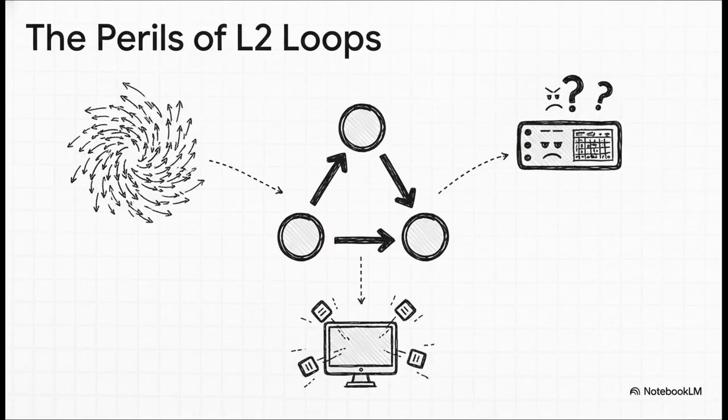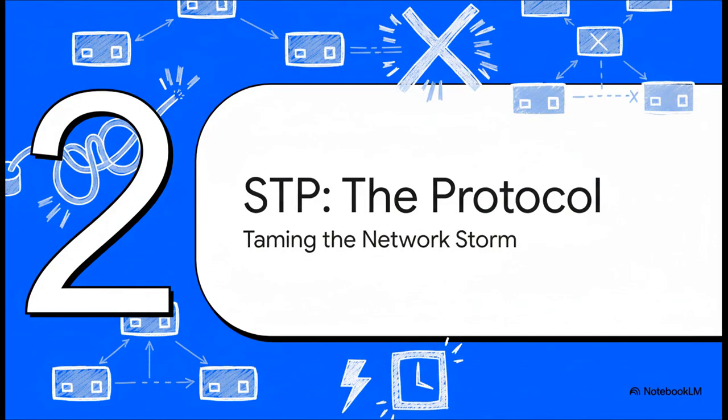Then you've got MAC database instability. Your switches get so confused about where computers are that their internal address books become completely useless. And finally, multiple frame transmission, where your poor computer gets the same piece of data again and again and again. It is pure, unadulterated chaos. And that brings us to Section 2 and our hero, STP, the Spanning Tree Protocol. This is the brilliant solution that lets us have all those extra physical cables for safety while preventing the logical loops that cause all that chaos.